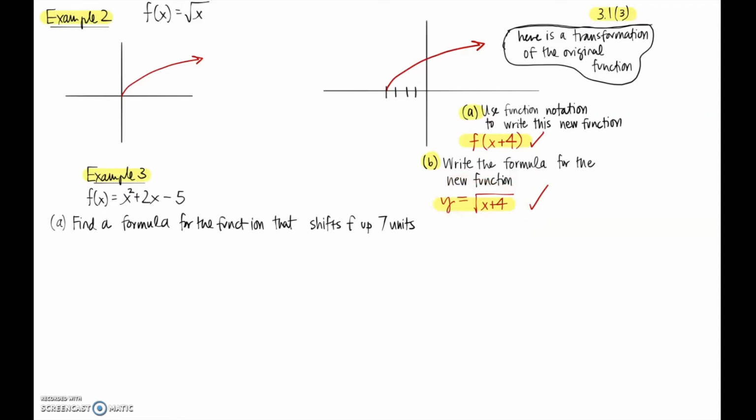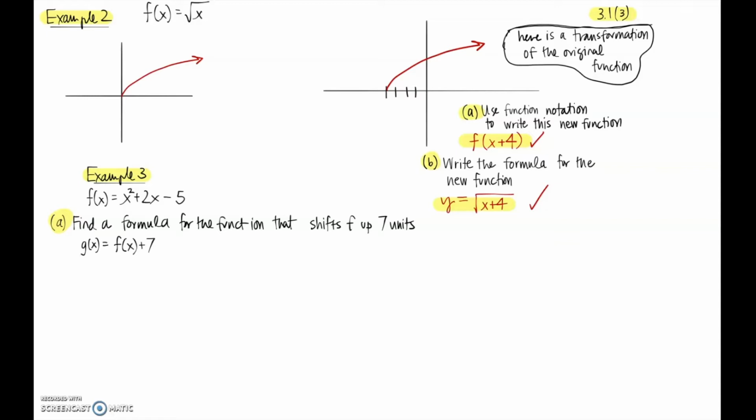Okay, and then in the third example, we're going to take a look at this function. F of x equals x squared plus 2x minus 5 is our function, and we're asked to find a formula. Okay, so no f's in our formula, just inputs and outputs for the function that shifts f up 7 units. So the new function that shifts f up 7 units will be, we just really need to add 7 to the end of f. So we'll call it g of x, and g of x is just going to be the original function f plus 7. That'll do that vertical shift, but they want a formula.